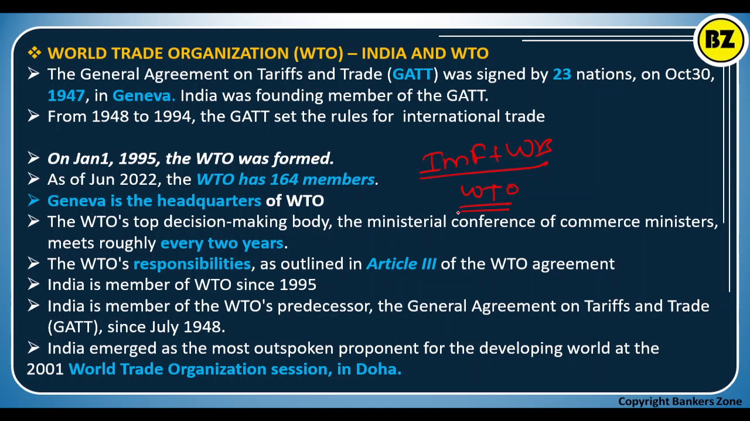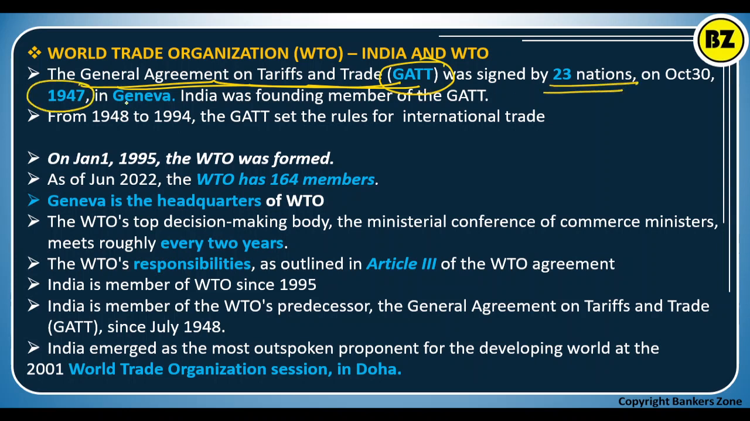WTO stands for World Trade Organization. The General Agreement on Tariff and Trade, called the GATT, was signed by 23 nations in 1947 in Geneva. India was one of the founding members of the GATT. So remember the full form of GATT.